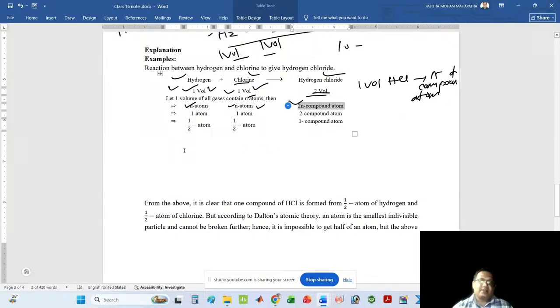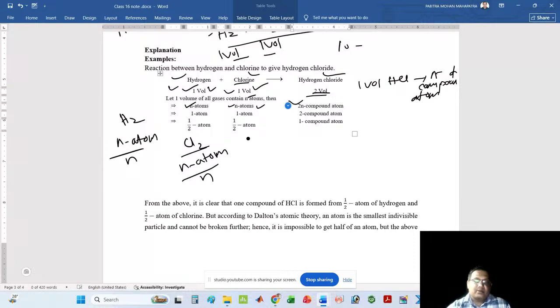Then here I can write n atoms divided by n for hydrogen. Next, for chlorine, here also you can write n atoms divided by n. For HCl, you can write 2n divided by n. If you cancel n here, n here, and n here, you can write that one atom of hydrogen combined with one atom of chlorine forms two compound atoms.